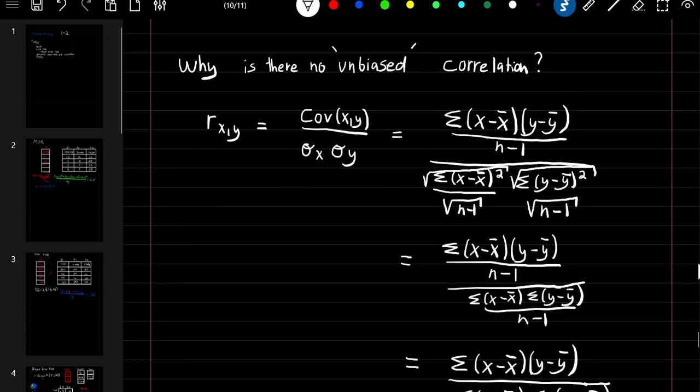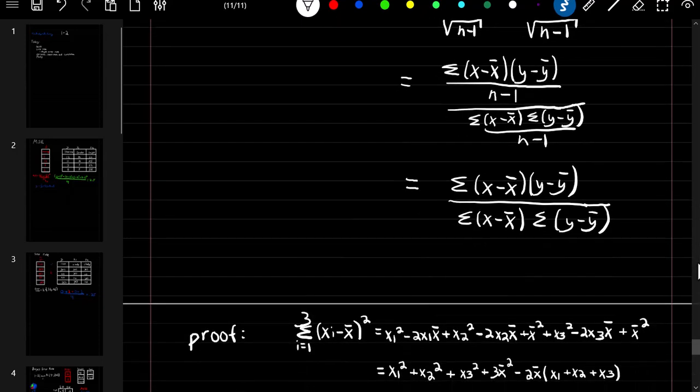Why is there no unbiased correlation? We found earlier that the correlation is equal to the unbiased covariance of x and y over the unbiased standard deviation of x times the unbiased standard deviation of y, which breaks down into this formula. As we can see here, on the numerator we're going to have divided by n minus 1, and in the denominator we're going to have divided by the square root of n minus 1 times the square root of n minus 1. So these n minus 1 terms ultimately end up canceling.